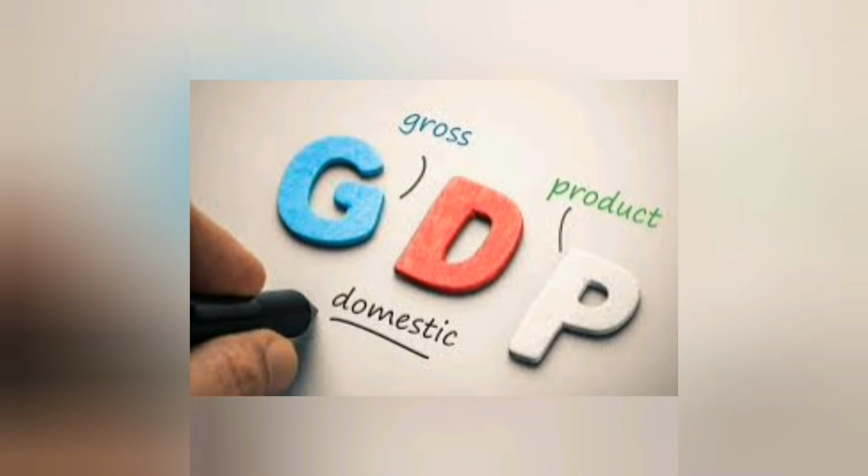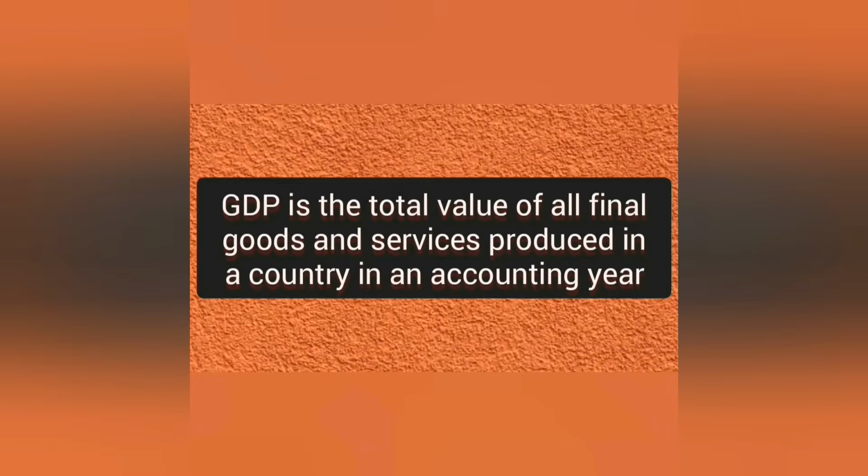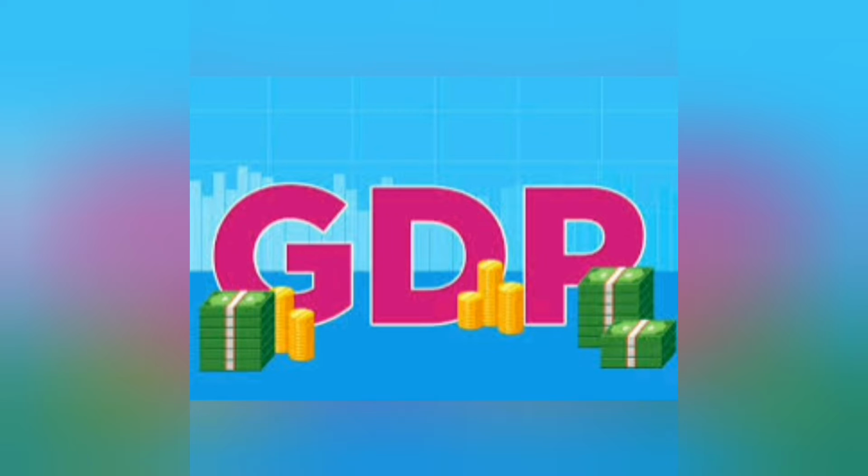It is defined as GDP is the total value of all final goods and services produced in a country in an accounting year. Accounting year will start from 1st April to next year March 31st. So next it has been defined.